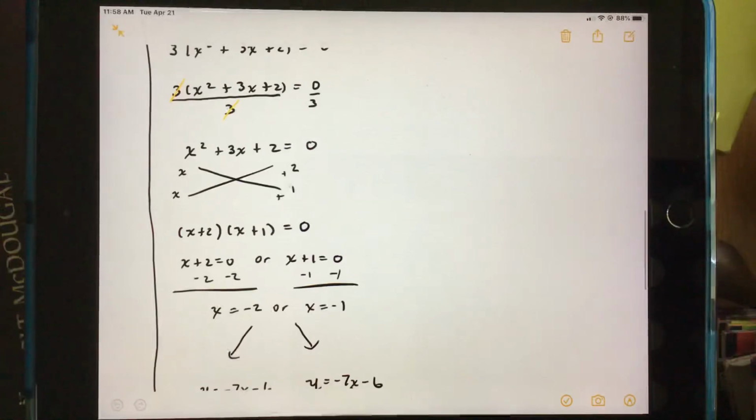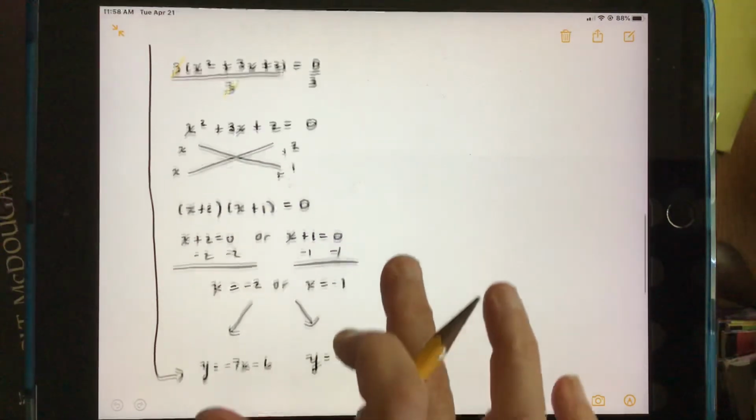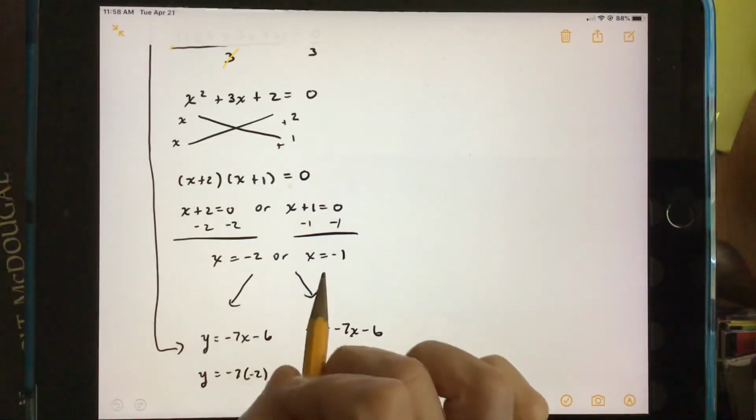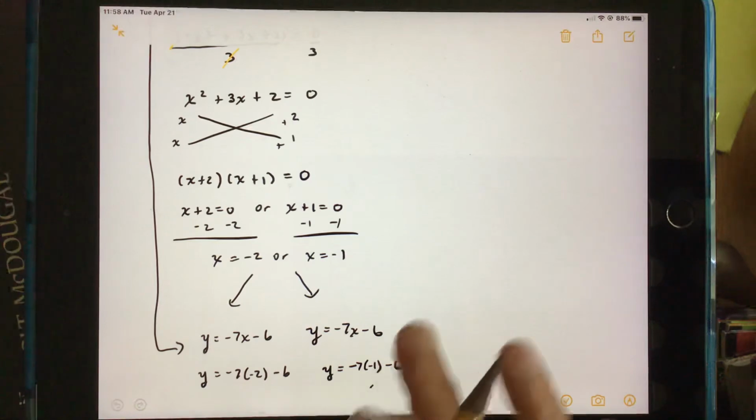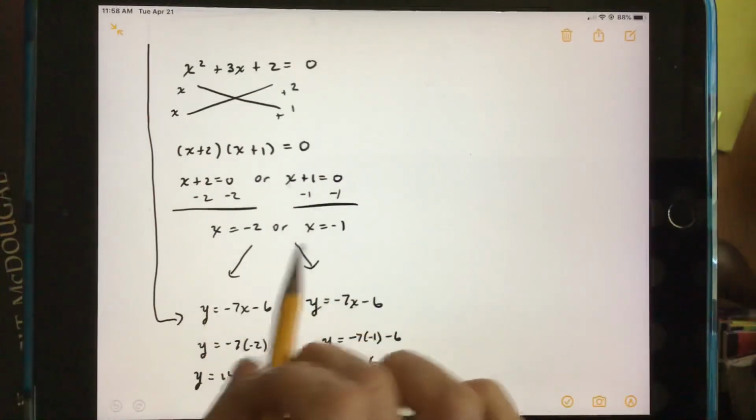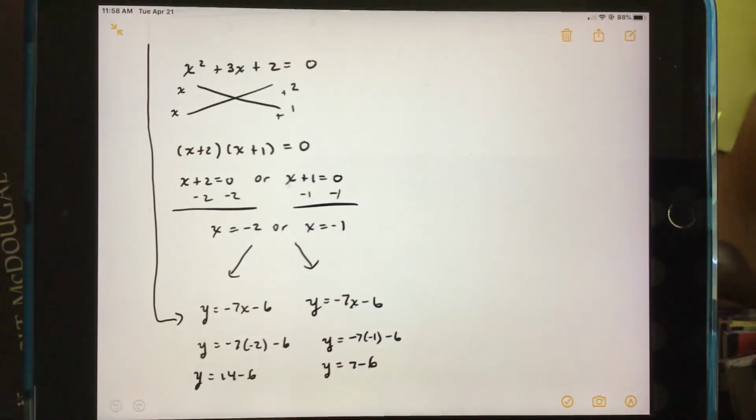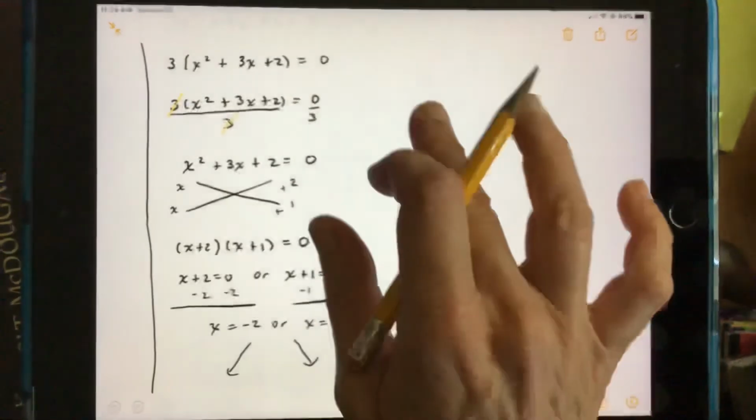So again, I'm noticing that I can use the zero product property because I can set both of these factors equal to 0 and solve for x. When I do that, I find that x is negative 2 or x is negative 1. Now I need to find the y-coordinates that match with these x-coordinates to find those 2 points of intersection. So I'm going to go back to my original system.